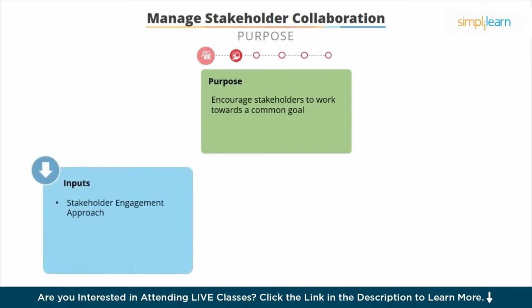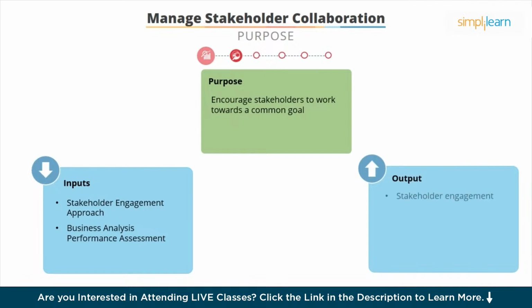Stakeholder engagement approach and business analysis performance assessment are used as an input, and stakeholder engagement is an output of this task. Stakeholder engagement approach describes the type of expected stakeholder engagement and how to manage the stakeholders. Business analysis performance assessment provides the effectiveness of business analysis tasks focused on stakeholder engagement. Stakeholder engagement is the willingness of stakeholders to engage in business analysis activities.